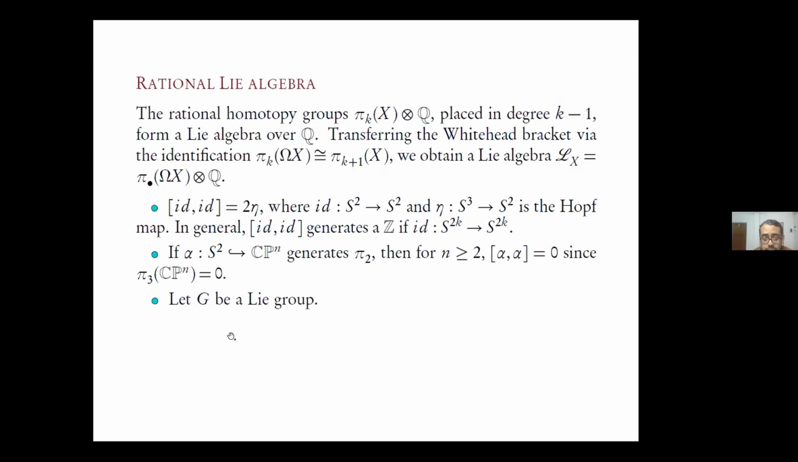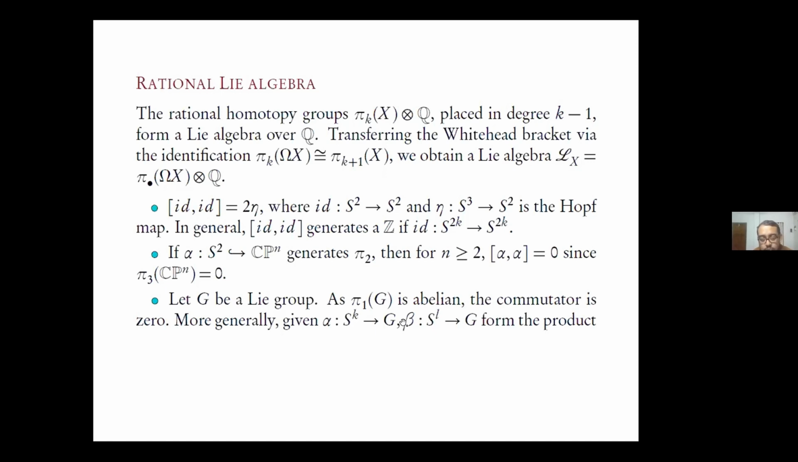And so the third example is if G is a Lie group, well, what happens? Well, this is something all of you must have seen in algebraic topology, that the fundamental group is abelian. So the commutator is 0. But even otherwise, if I am given two maps, alpha and beta, from Sk to G and Sl to G, we can form the product.